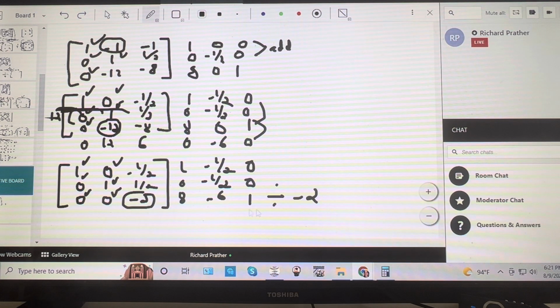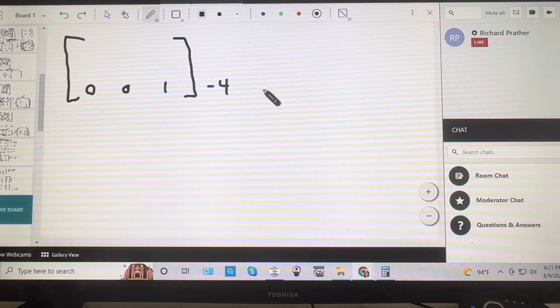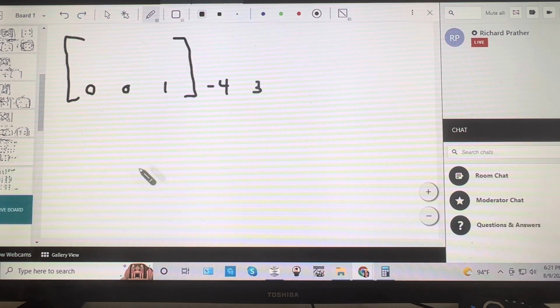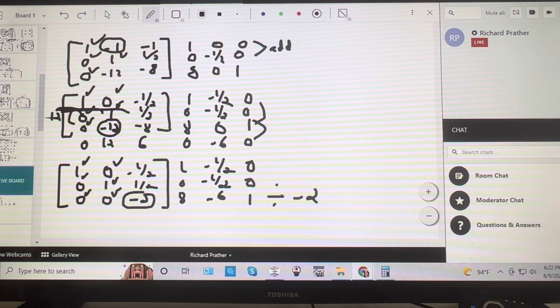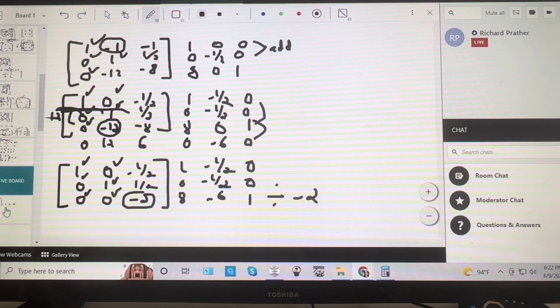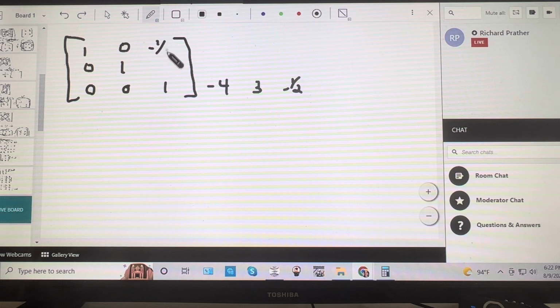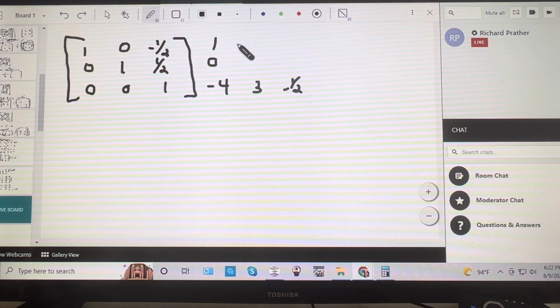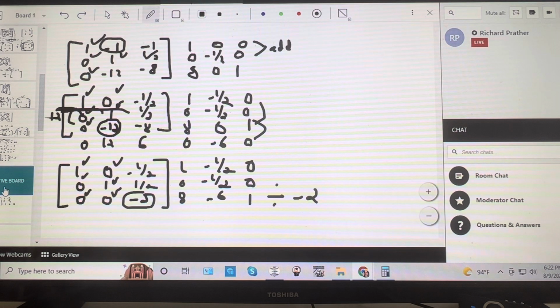-6 divided by -2 is +3. And 1 divided by -2 is literally -1/2. Rewrite the first two rows. So 1, 0, 0, 1. Try to do the easy parts first. -1/2 and +1/2. Got a 1, 0, and 2 -1/2s. And 2 zeros.